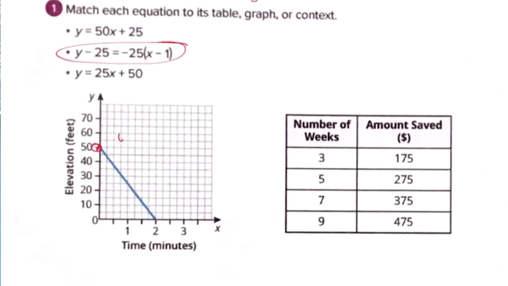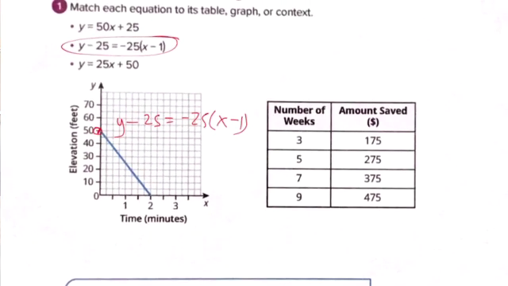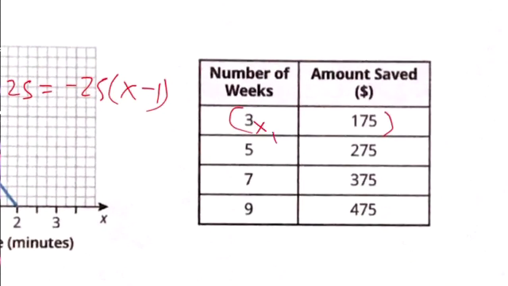This one is y minus 25 equals negative 25 parentheses x minus 1. Okay. Now I need to solve this one and see which one it is. Or another way to do it, put 3, this is x sub 1, y sub 1, right? Or that is x and y, right? And you'll learn this on Thursday.